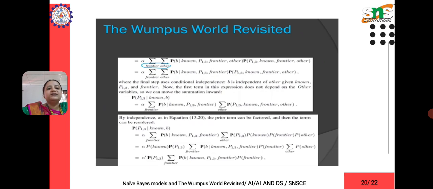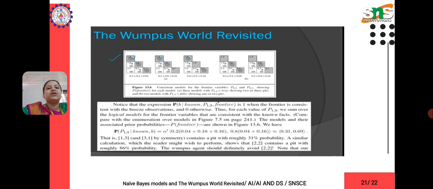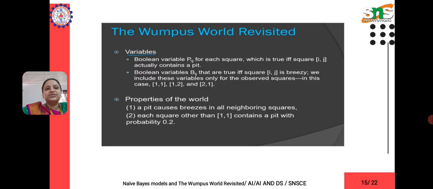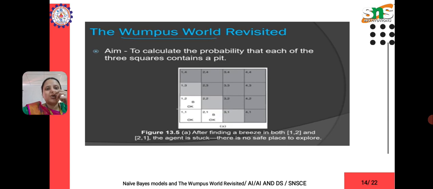In the same way, frontier values can be implemented, again using the summation. Likewise, you get the different kinds of values associated with it. When you combine all the values, such as known, unknown and frontier values together, you get the values which you actually wanted. What was our aim? The first thing was to calculate the probability that each of the three squares contains a pit.